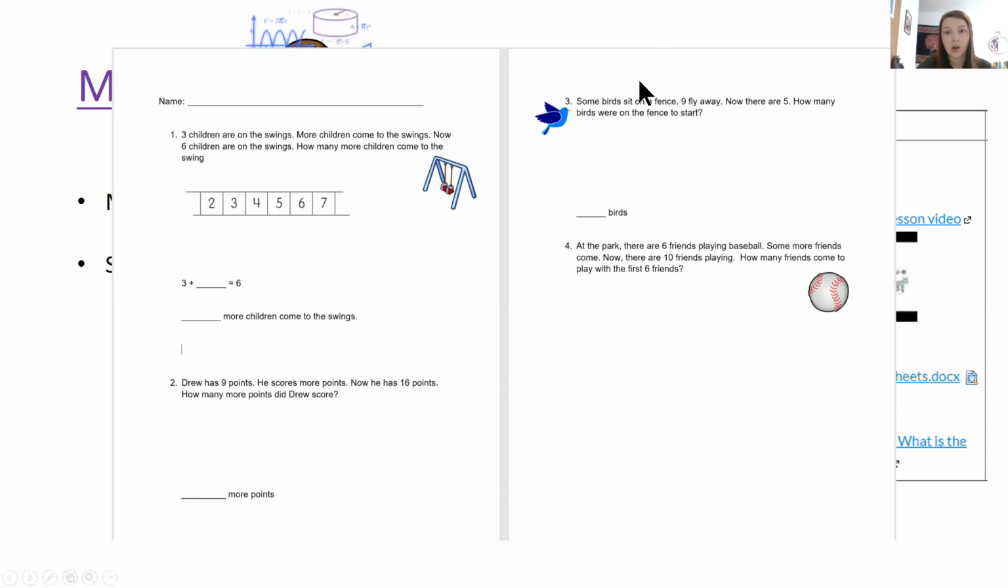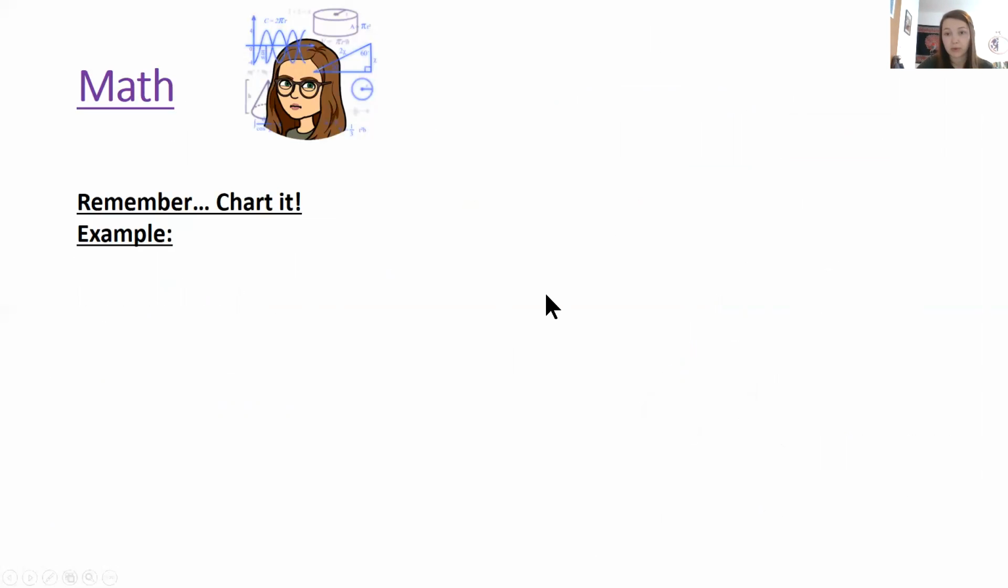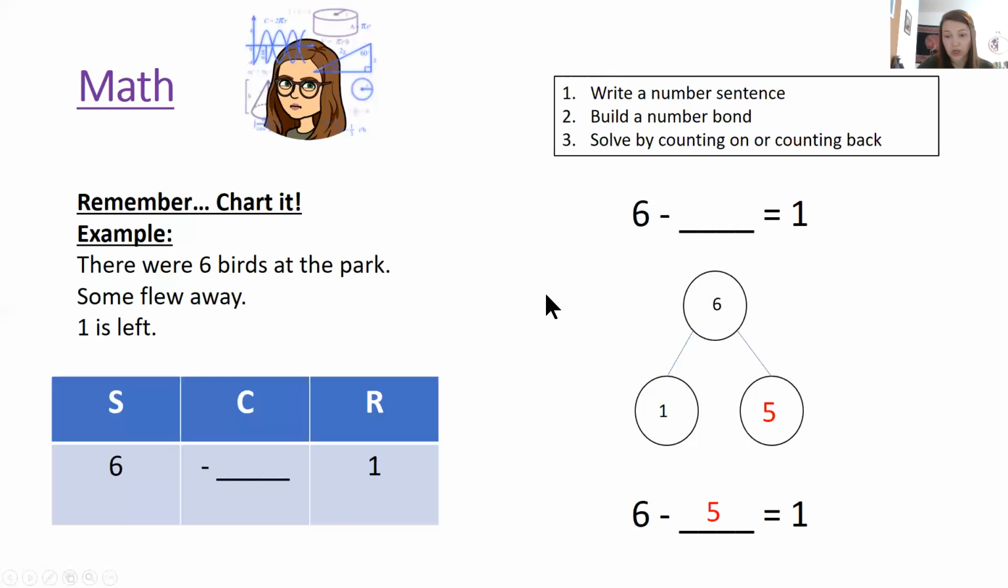So you are going to see, I'll go back to the previous slide, 4 problems today, and all of these problems are missing part problems, so you can use your Chart It strategy to help you solve.